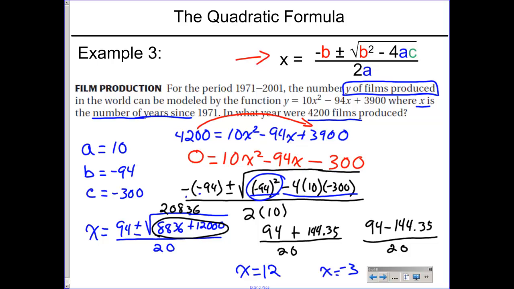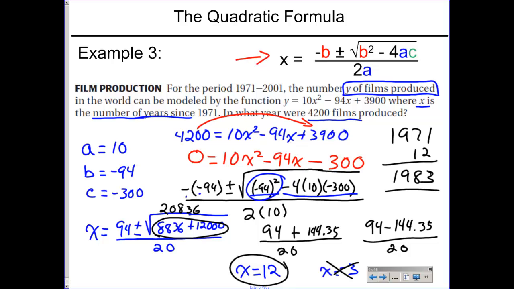In most cases, we don't interpret negative values for time values. That could stand for pre-1971, but this function only works between 1971 and 2001, so we have to kind of ignore this for now. So we're talking about 12 years after. That is not the question they want to know. They want to know in what year. So 12 years after 1971, so 1971 plus 12 years gives you 1983. And 1983 ends up being the year in which there were 4,200 films produced.